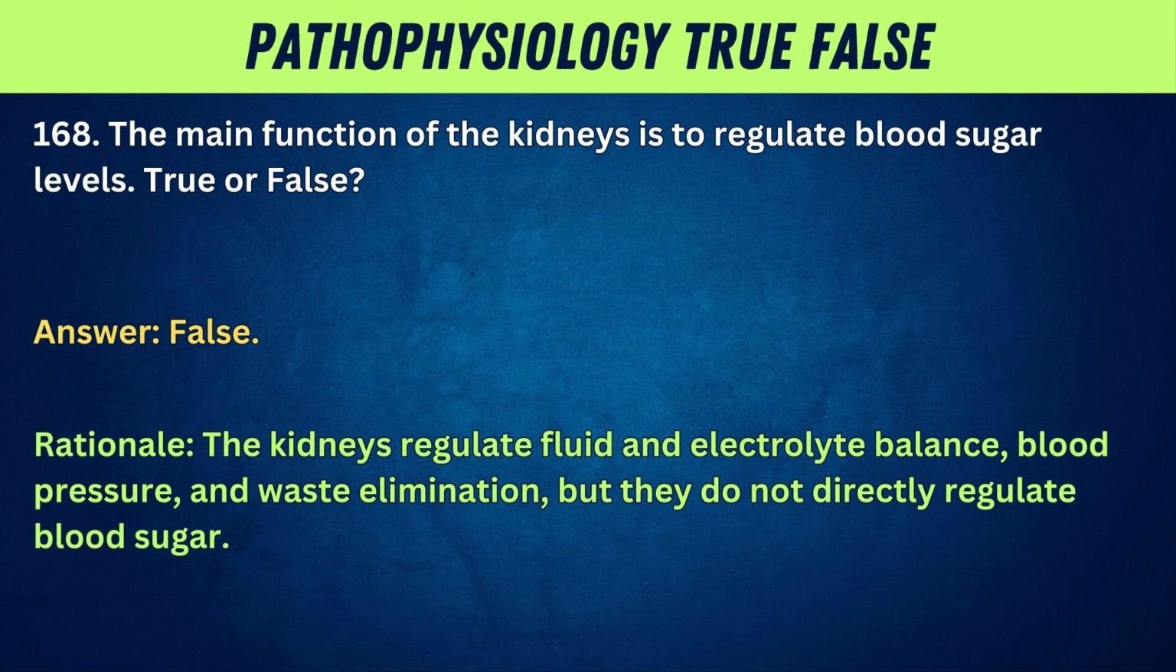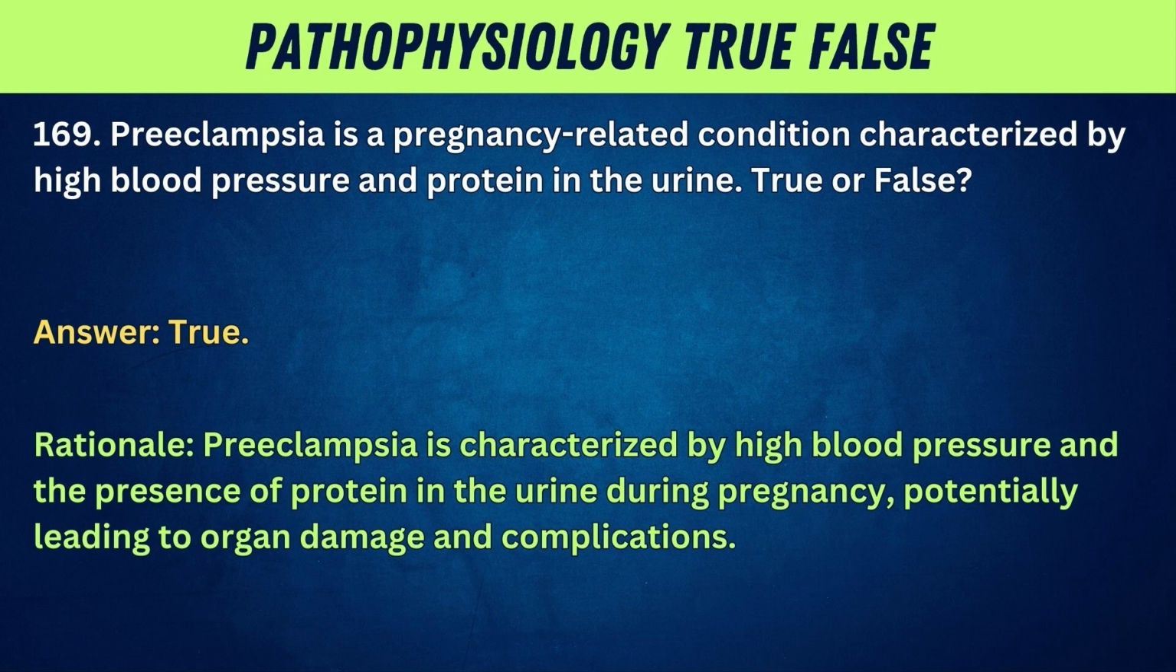True or false? Answer: false. Rationale: the kidneys regulate fluid and electrolyte balance, blood pressure, and waste elimination, but they do not directly regulate blood sugar. 169. Preeclampsia is a pregnancy-related condition characterized by high blood pressure and protein in the urine.